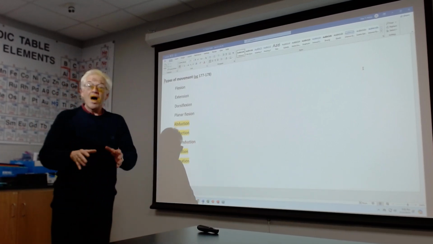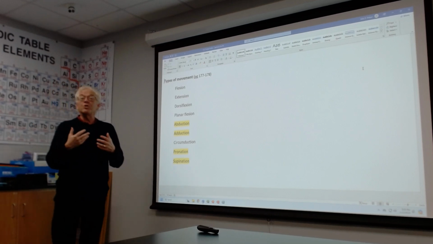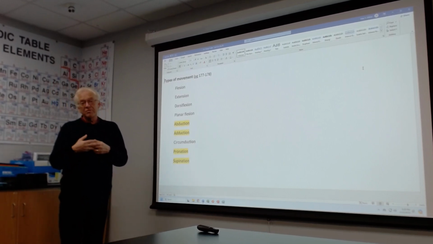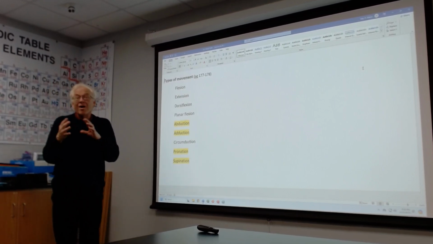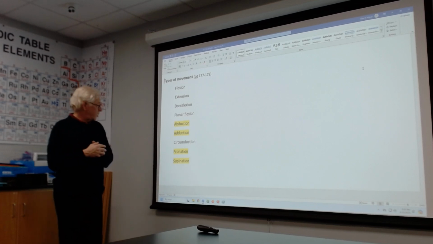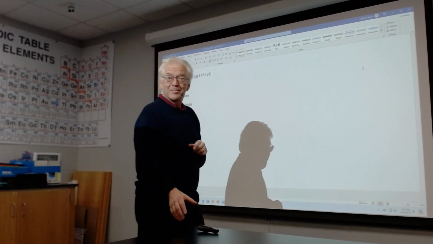So a lot of muscles are named for what they do for a living, which makes it easier to understand where they would be. And that's the end of it. How about that? Pretty cool.